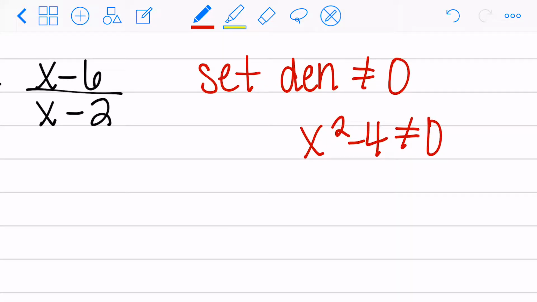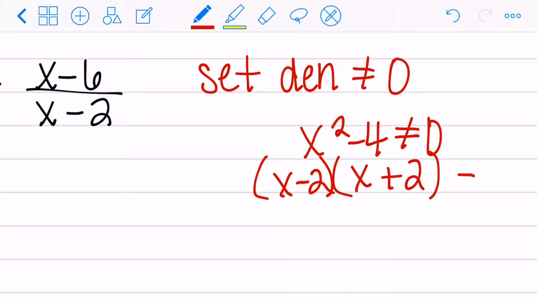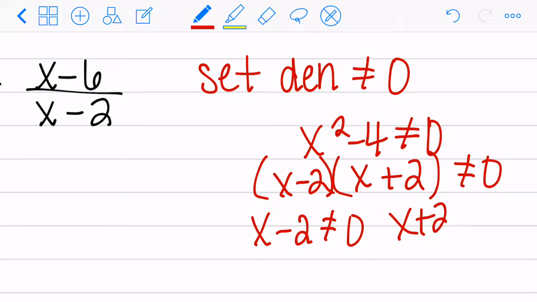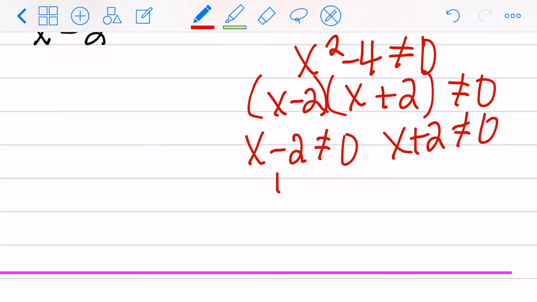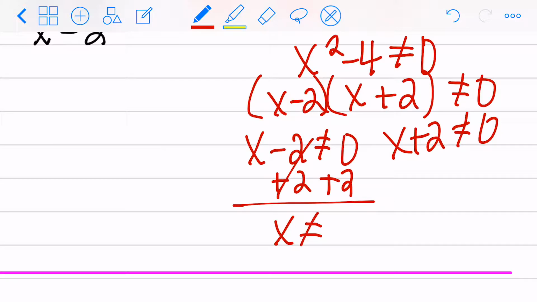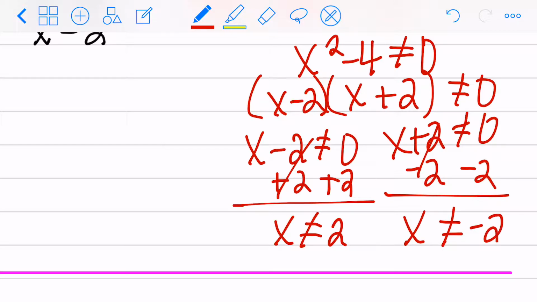You can do this one of two ways. You can add over the 4, or you can just factor it. So if we factor this thing, it cannot equal 0. So then you say x minus 2 cannot equal 0, and x plus 2 cannot equal 0. Then you solve. You add 2 to both sides, so you get x cannot equal 2, and x cannot equal negative 2.